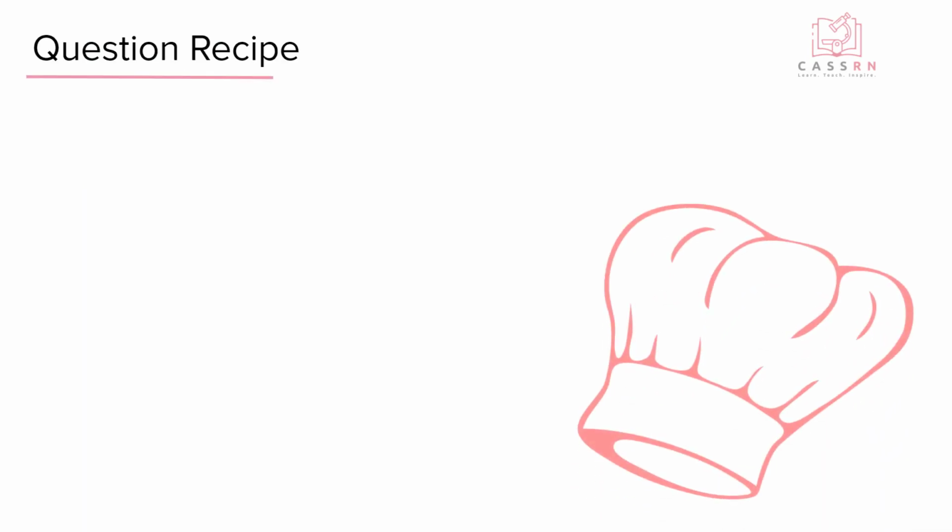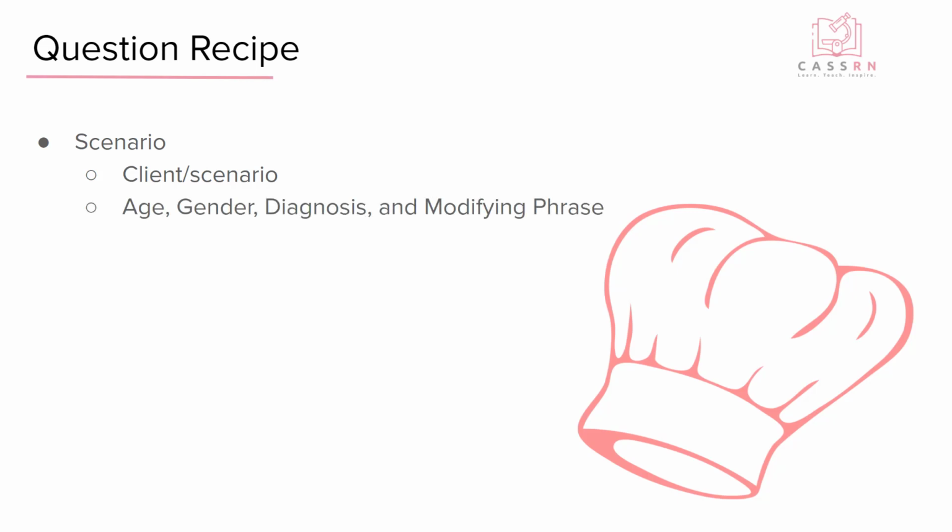Now let's talk about the question recipe. First off, we're going to have a scenario. This scenario is going to be the client or the situation that's going on. It's going to have a few pieces to it, which are going to include age, gender, diagnosis, and a modifying phrase. Age and gender are basically irrelevant unless, of course, you have a pediatric question, and then age is very important. But for other types of questions, you can basically ignore age and gender.